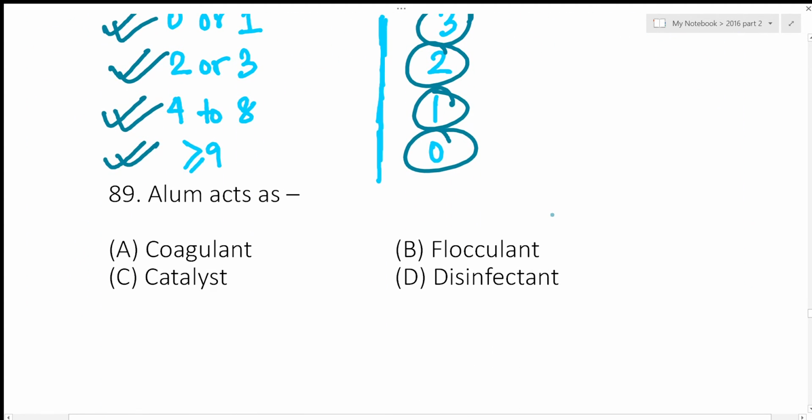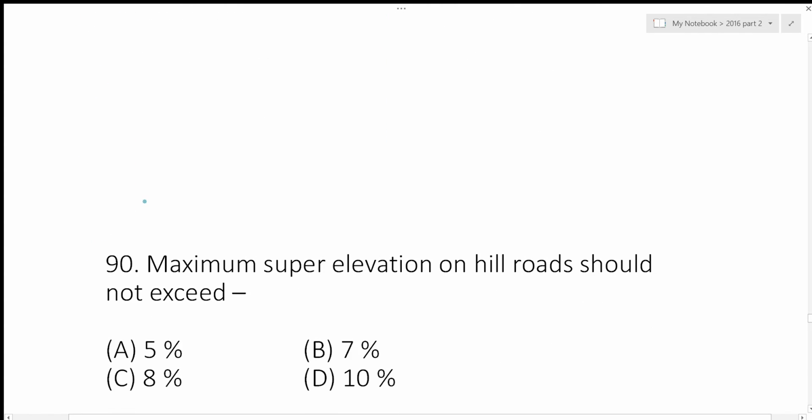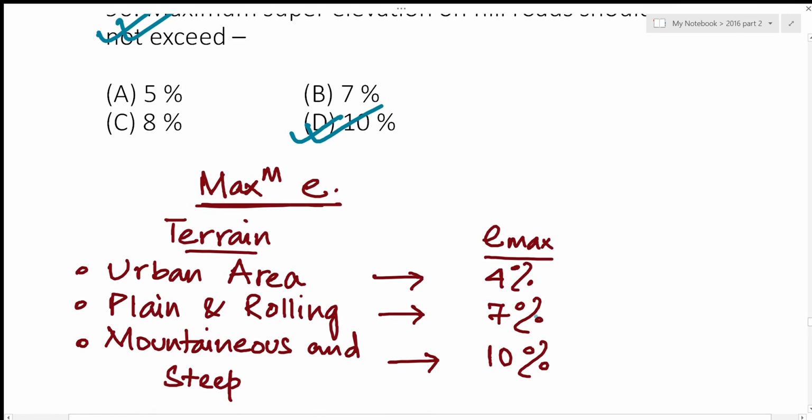Next question is a very easy one: alum acts as a coagulant and not a flocculant. Remember, alum acts as a coagulant and not a flocculant. Next question: maximum super elevation on hill roads should not exceed? For hill roads, it is 10%. For urban roads, it is 4%. And for plain and rolling terrain, it is 7%.